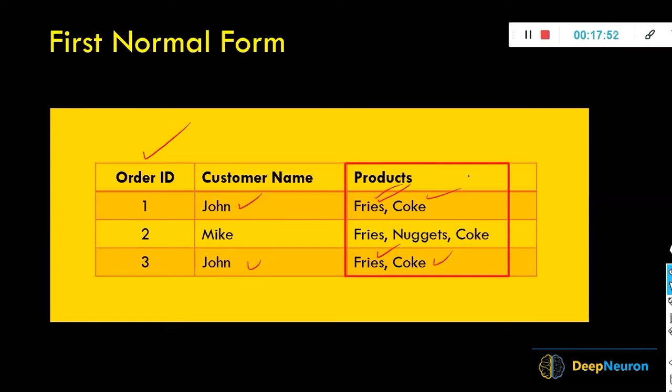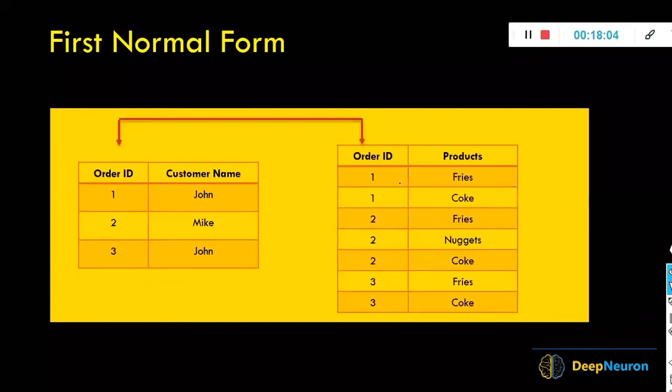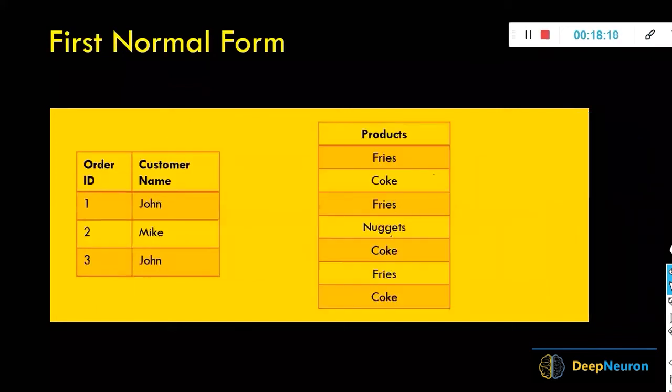So I'm going to split this into another table. Look here, the products: I put them in a separate column. I'm going to specify each and every product separately: fries, Coke, fries, nuggets, cake, Coke, fries, Coke. I split products from this table. If you look at this table, it is meeting the first rule of first normal form. All the rows are unique because order ID is unique. We don't have any duplicate here. Though the name is duplicate, order ID is unique.